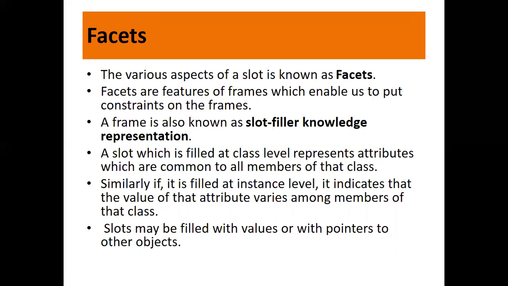That means if you have a class car and you have instances like Audi and Verna, the attribute values of the Verna and of the Audi will differ. But at class level, the attributes of class car will be the same, while the instance, that is the object of that class, will have different values. The slots may be filled with values or with pointers to other objects, right?